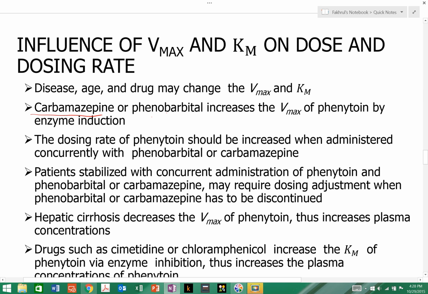carbamazepine and phenobarbital increase the Vmax by enzyme induction. That means Vmax increases, that means velocity of metabolism is increasing. So as you can imagine, metabolism increasing means more drug is undergoing degradation. So dosing rate of phenytoin in this case should be increased, because these two drugs will decrease concentration by inducing enzyme, by producing more enzyme. So it will decrease phenytoin concentrations. For this reason you have to increase the dose of phenytoin.